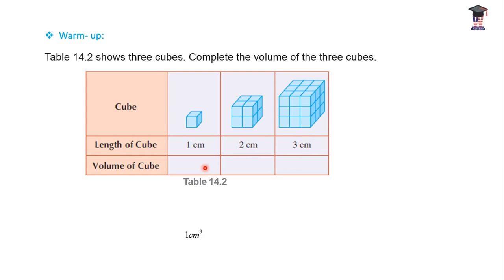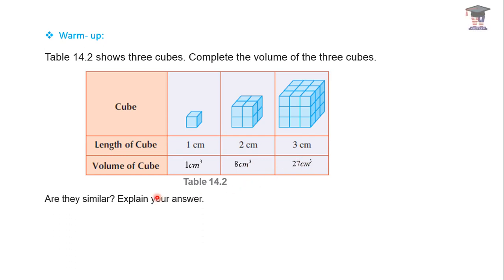So the volume of the first cube will be 1 centimeter cube. Yeah, 1 cube becomes 1, and this is 2 cube, so it will be 8 centimeter cube. How about the third one? The third one, 3 cube, it will be 27 centimeter cube, right?